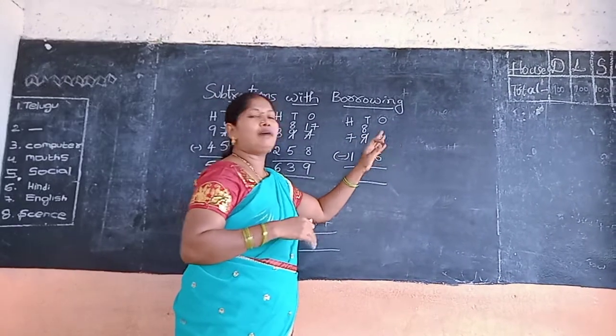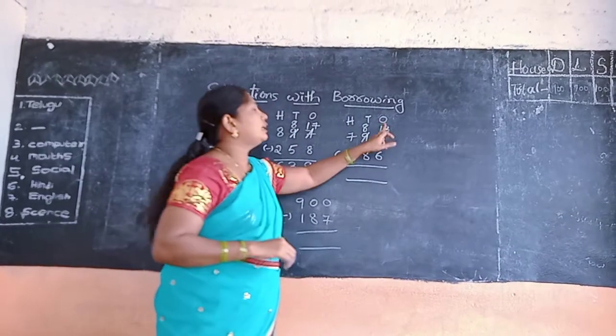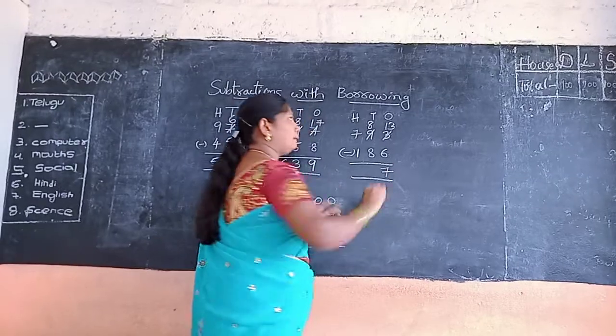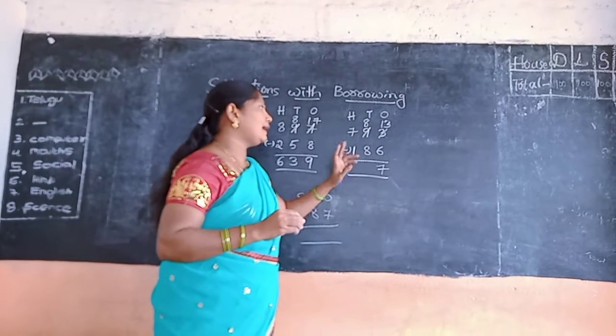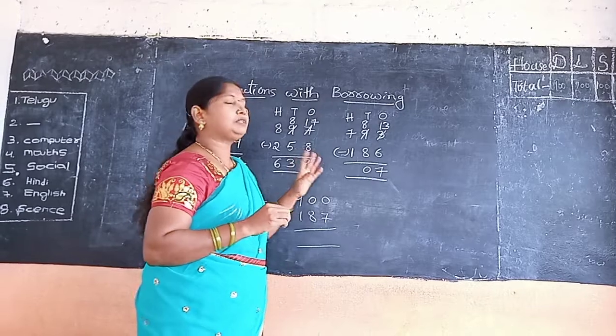Now take 10 to 1's place. Okay, 10 plus 3, how much? 13. That is a borrowing. 13 minus 6, how much? 7. Okay, 1's place is completed. Now go to 10's place. 8 minus 8 is equal to 0. Now 10's place also completed.